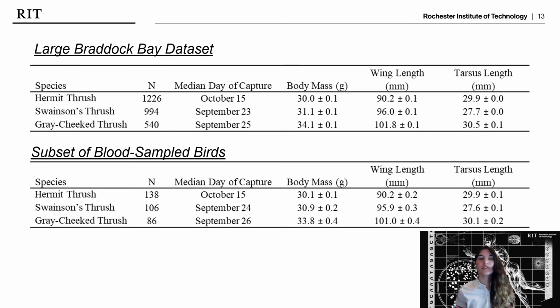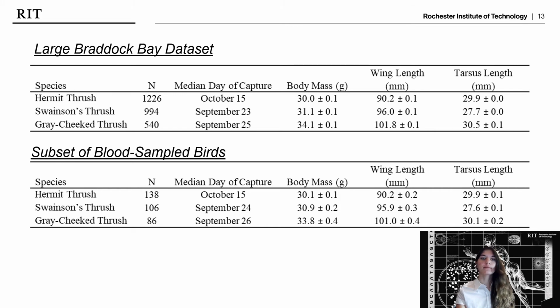We observed some interesting species differences in our summary tables. For example, Swainson's thrush and gray-cheeked thrush have a median day of capture in late September. However, we found that hermit thrush arrive at Braddock Bay later in the season with a median capture date of October 15th.